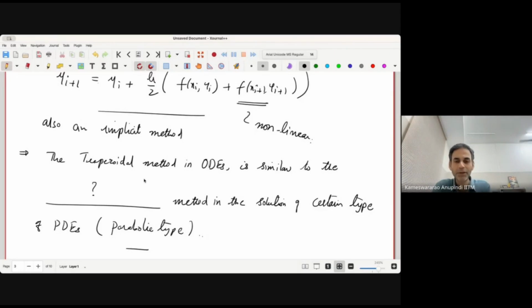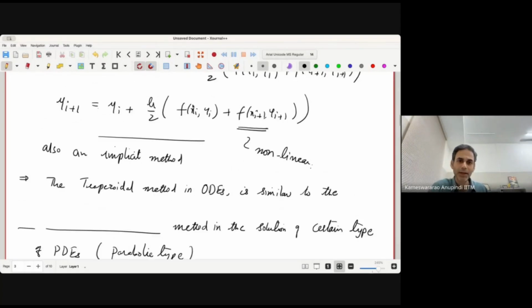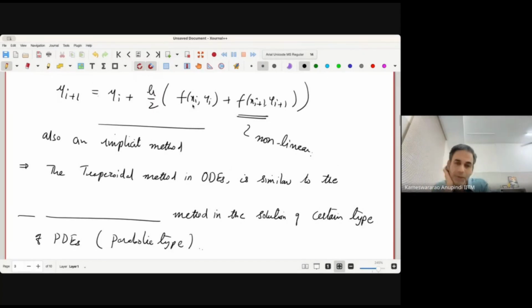We have looked at this in the basics of finite difference method, when we were trying to solve the one-dimensional transient heat conduction problem. You remember from the previous classes in the context of solution of PDEs, there is a method which is exactly like this, where we have done a similar kind of splitting. You may recall that as the Crank-Nicolson method. Okay, so the Crank-Nicolson method in the solution of PDEs is nothing but the trapezoidal method in the context of ODEs.